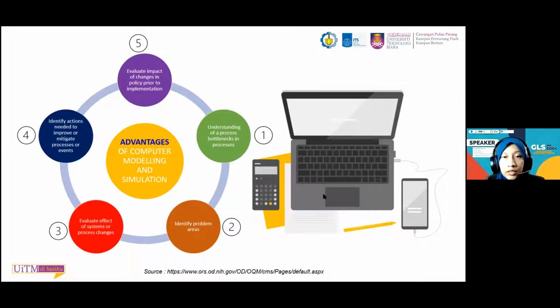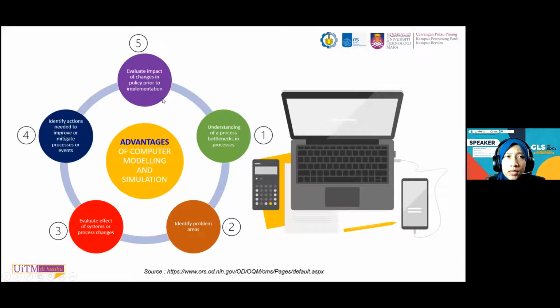For example, it helps in understanding process bottlenecks. If you have a problem, we can identify it at an early stage. And similarly, we can go into detail about what kinds of problems we are facing. Are we going to need two models, or is one model enough to solve the problem or to do the computer modeling? The next one is to evaluate the effect of system or process changes, identify actions needed to improve or mitigate processes or events, and lastly, to evaluate the impact of changes in policy prior to implementation.